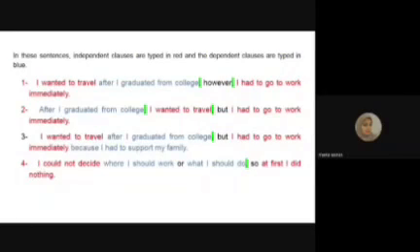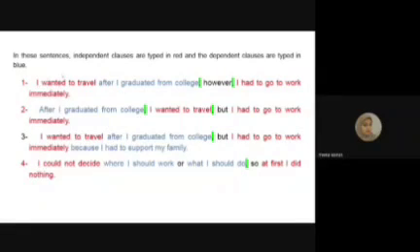Okay, so you have examples of compound complex sentences. You can see that the independent clauses are colored in red, while the dependent clauses are colored in blue. So let's review the first one. "I wanted to travel." I is the subject, wanted is the verb, and to travel is the complement. This is the first independent clause. It is followed by a dependent clause. It starts with "after" as a subordinator, so it is a dependent clause. "After I graduated from college": I is the subject, graduated is the verb, and you have a complement.